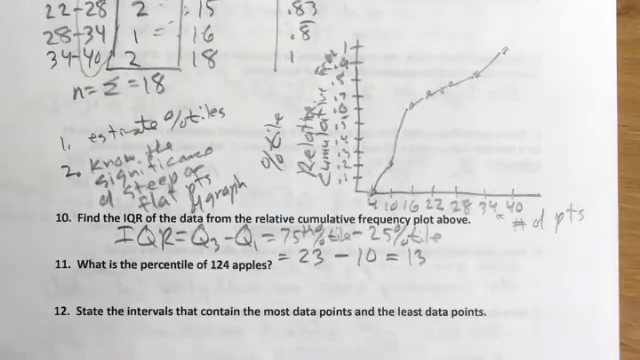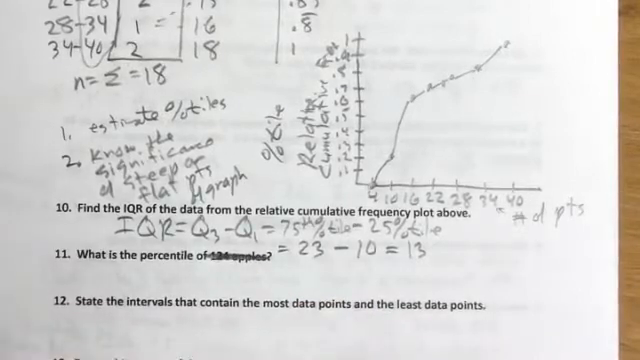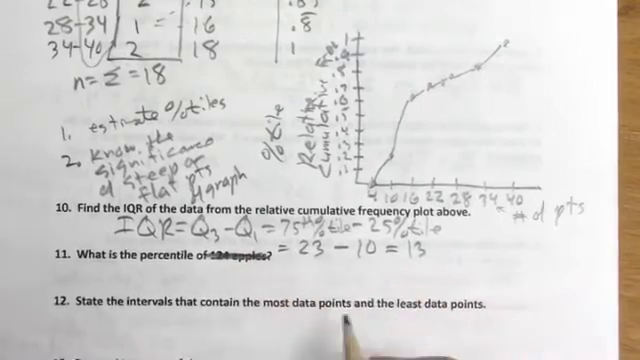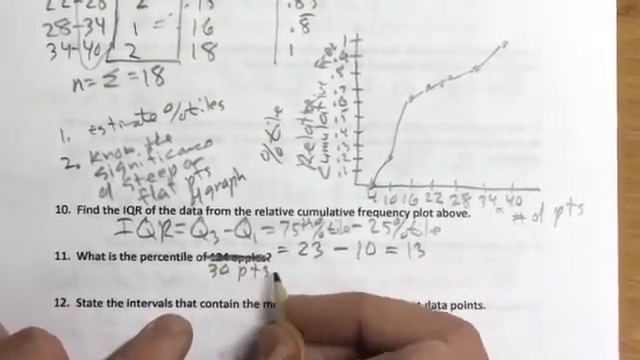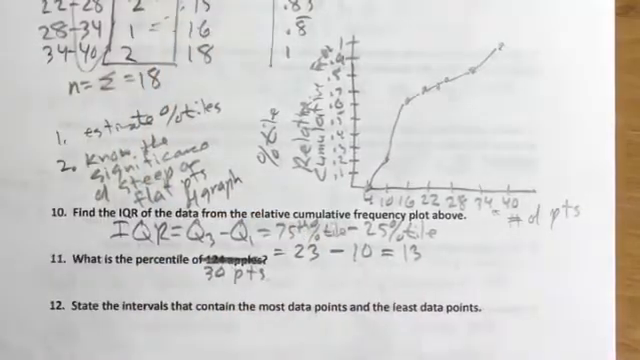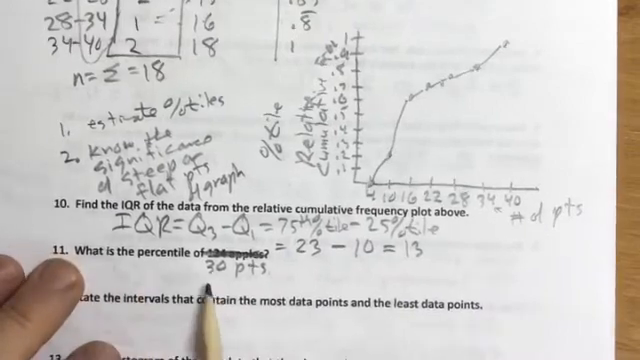All right, and then this is a misprint, and I apologize for that. Darn it, I was using the wrong thing. This should say of 30 points. I'd made up another example that dealt with a context with apples, so my bad in regards to that. So this should say, what is the percentile of 30 points.